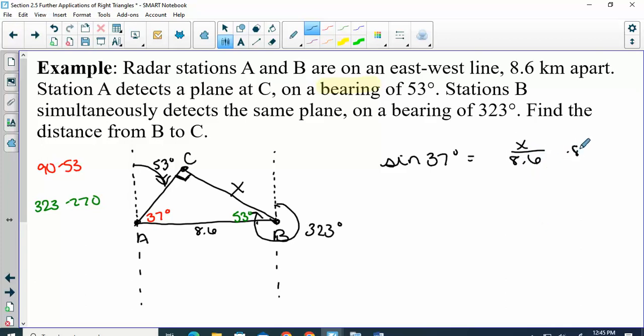We talked about don't plug it in until the very end, so we multiply over the 8.6. 8.6 sine of 37 degrees is 5.1756. Let's practice significant digits one more time. We had 2 in the problem, so we would round this to 5.2 kilometers.